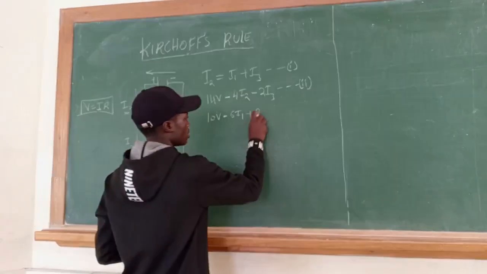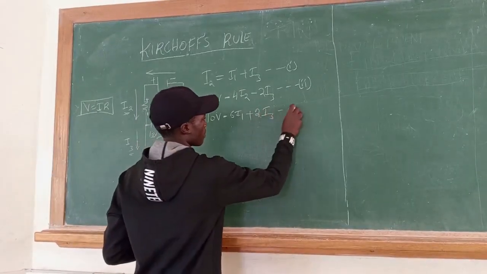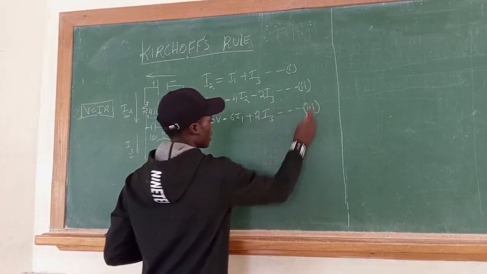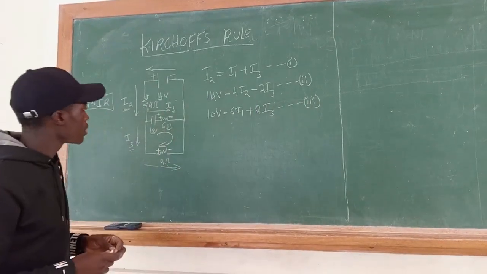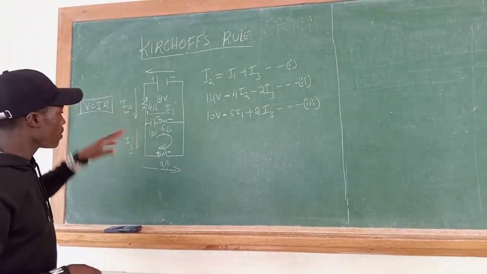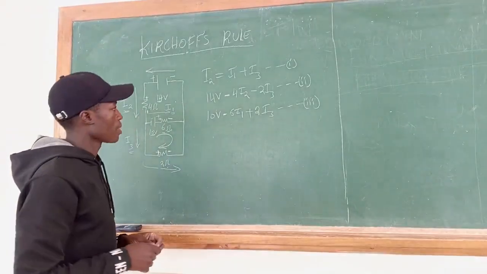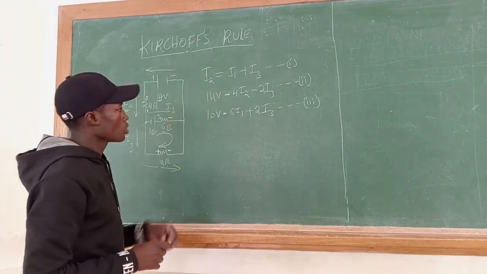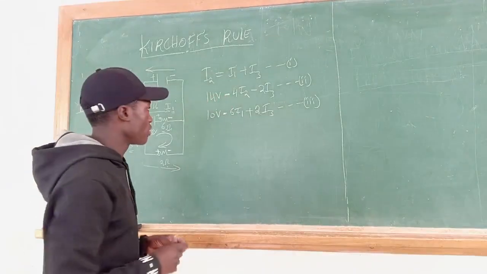So plus 2I3. That's our calculation. We are going to use these three equations to help us find the total amount of current that is flowing throughout this particular system. So I'm going to use equation 2 to make I2 the subject of the formula.